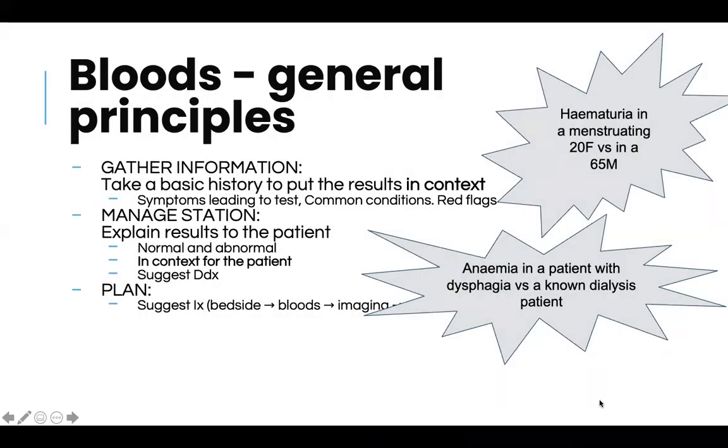So for example, hematuria in a menstruating 20-year-old female versus a 65-year-old male. If you can comment in the chat, would you think that they are of equivocal risk, or do you think that you'd be more concerned about one patient than the other, just from that sentence?